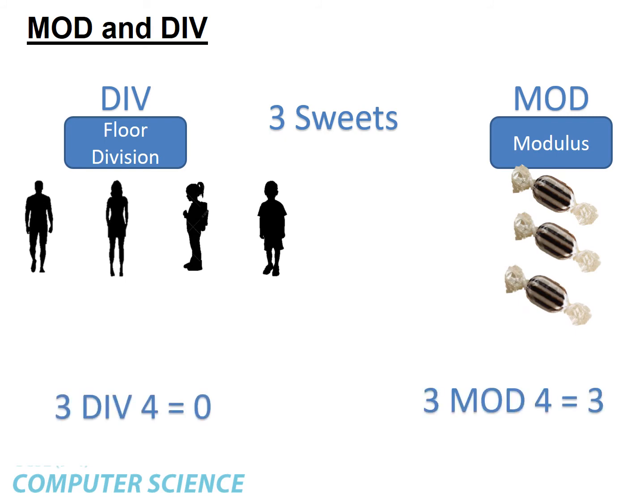And finally, we've got 4 people, but only 3 suites. So 3 div 4, or 3 quotient 4, is actually 0. There aren't enough to go around, so nobody gets a suite. However, 3 modulus 4 would be 3.